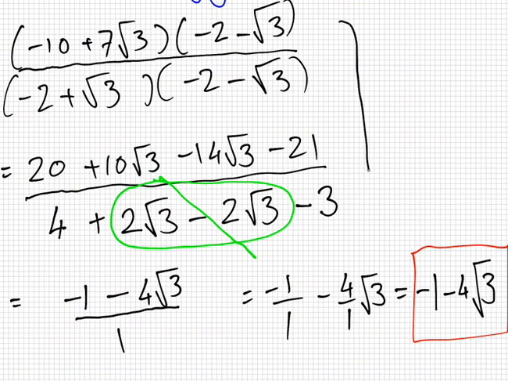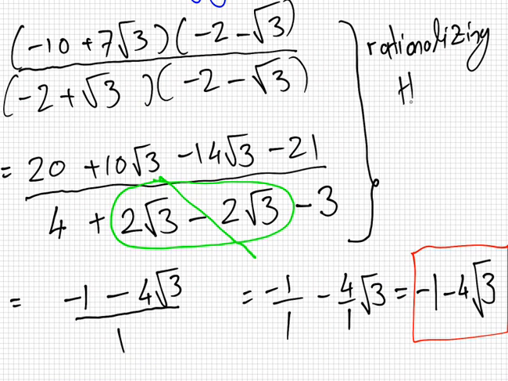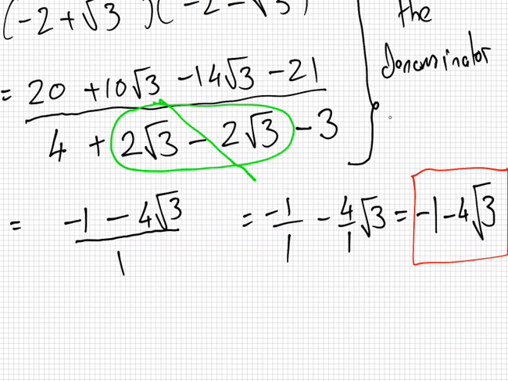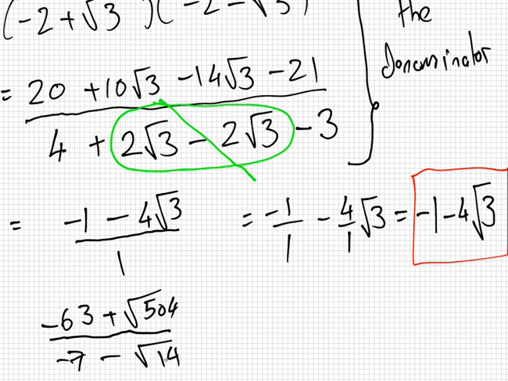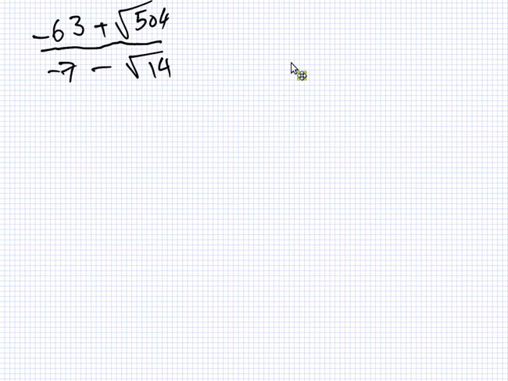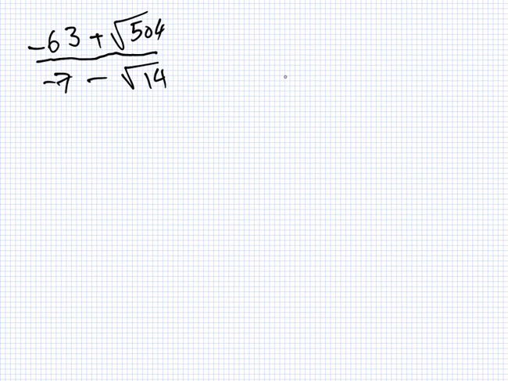So for these, the first thing I recommend doing is simplifying this part. 147 is 49 by 3, and 49 is 7 by 7. So it'll be 7 root 3, because this would be root 7, 7, 3, which would be root 49 root 3, which is 7 root 3. So that's really good. 10 plus 7 root 3 divided by minus 2 plus root 3. This is a good start, but does anybody know what I would need to do next?